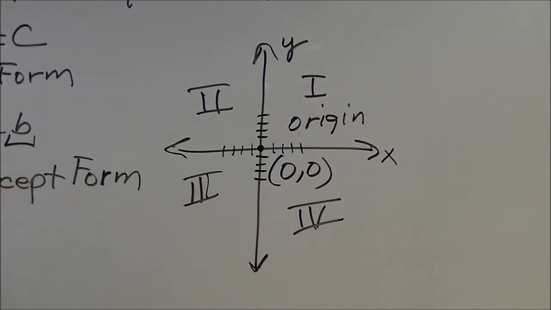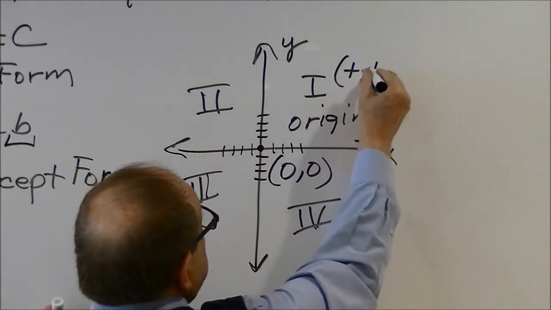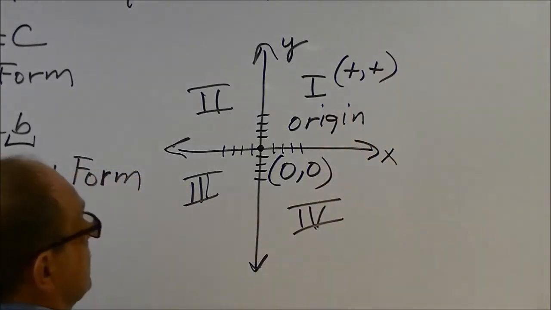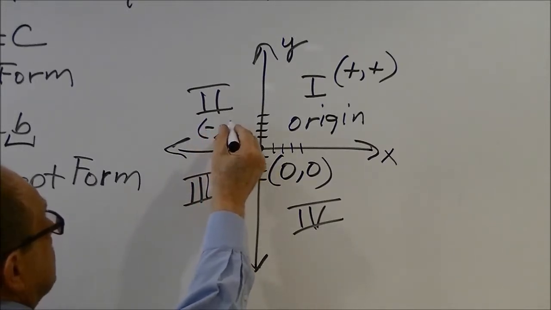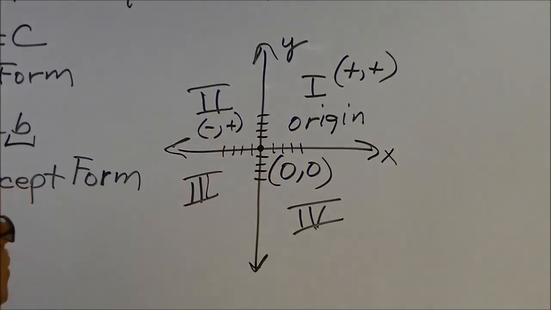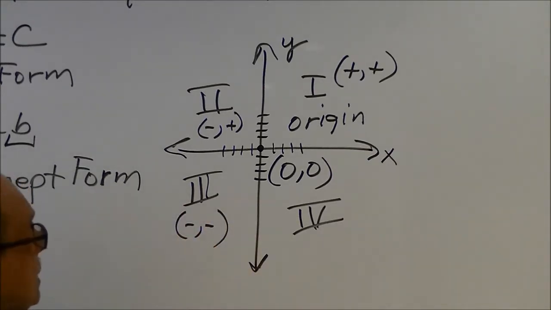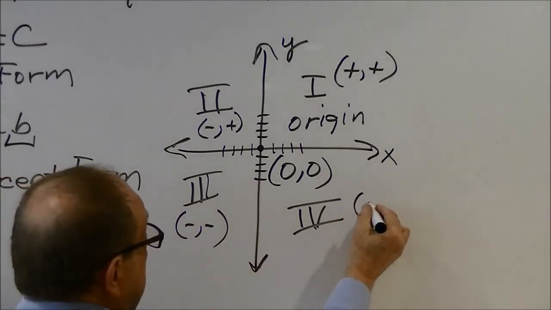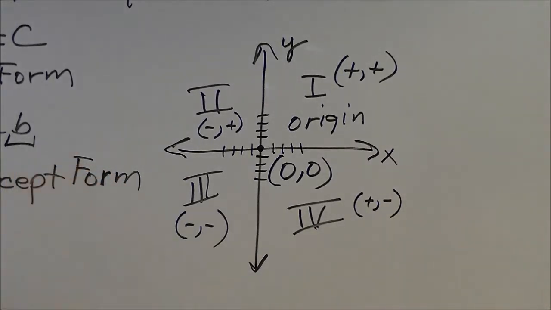Now, we can also figure out, by an ordered pair, where they're going to be in terms of their sign. So if we have both positive, that's going to be the first quadrant. Now if x is negative and y is positive, that's the second quadrant. If they're both negative, that's the third quadrant. And then if x is positive, but y is negative, that's the fourth quadrant. So these are various things you're going to be asked to do.